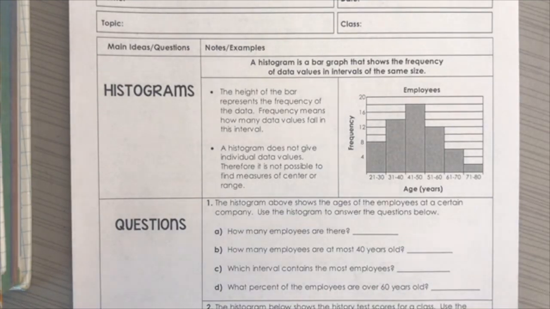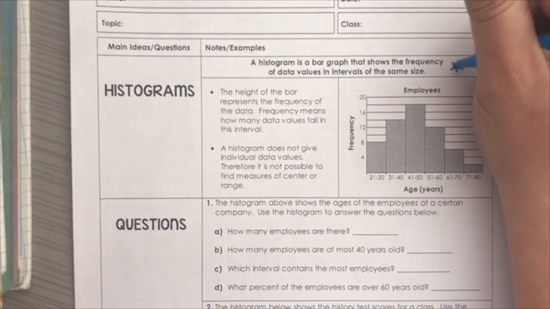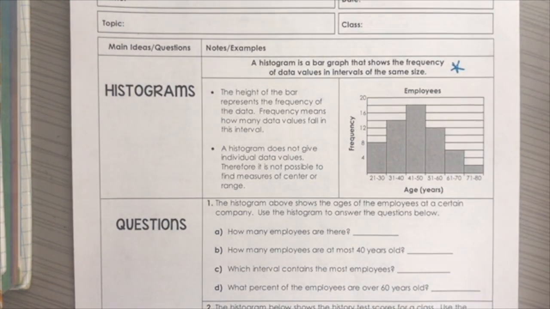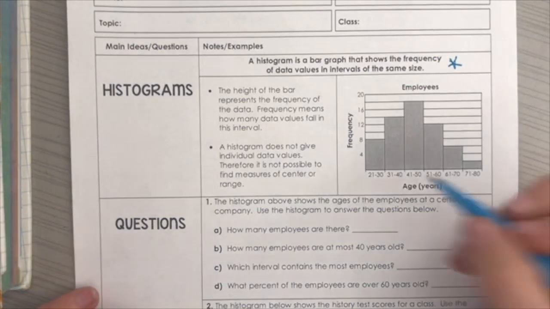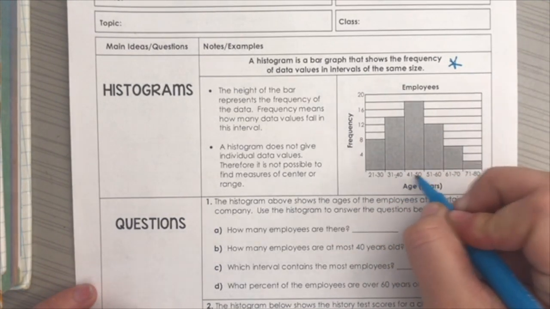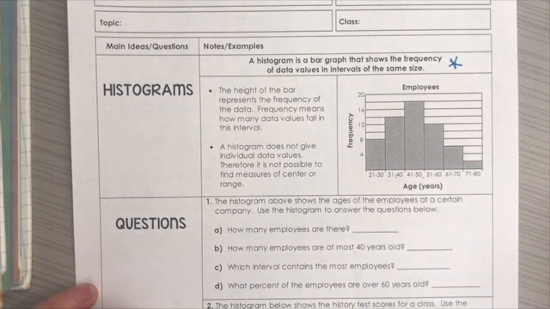All right, guys, we're going to talk about histograms today. So be following along with me in your notes. At the top here, a histogram is a bar graph that shows the frequency of data values in intervals of the same size. So an interval is just how you're separating each of the bars on your histogram.